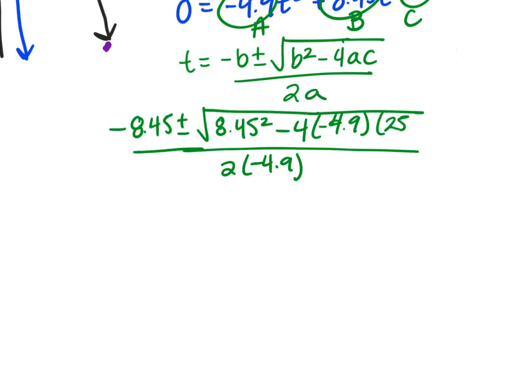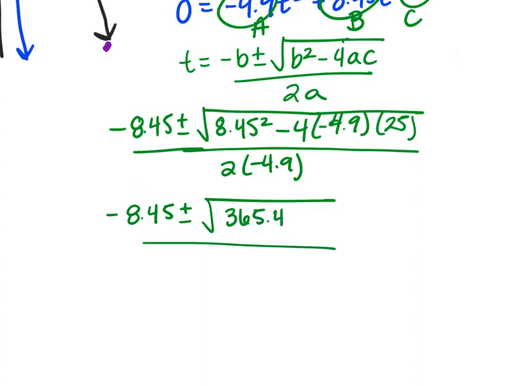All right, so now what I'm going to do is simplify this down to make it easier to work with. So I'm going to bring down this negative 8.45, and then I'm going to simplify everything that's inside here. And what that equals when you work this out in the calculator is 365.4. And then divide that, and I'm going to simplify the bottom here. 2 times negative 4.9 is negative 9.8. So all I've done now is simplify down, and I'm going to continue to simplify it down just one more time and get rid of the square root. And so when I do that, it's going to be negative 8.45 plus or minus 19.11 over negative 9.8.